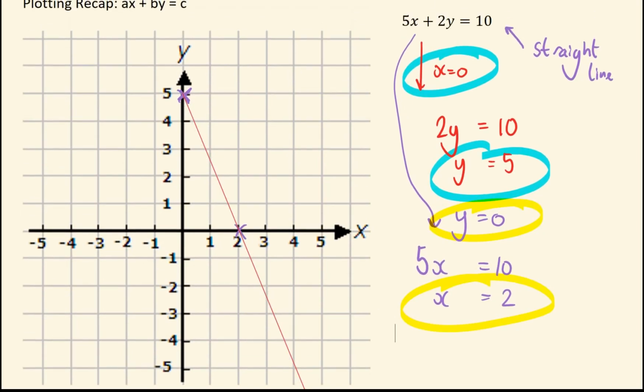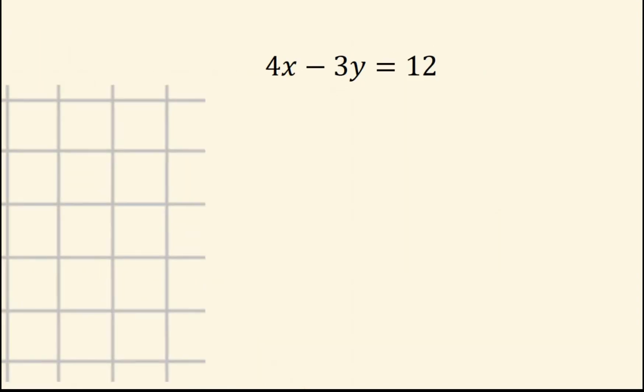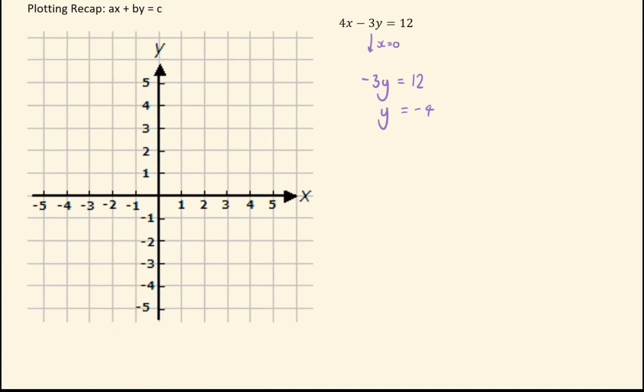Okay, I'll just do one more like that, so you get a habit of how it works. So here, same graph, same idea. We'll let x equals 0, this reduces to minus 3y equals 12. Dividing 12 by minus 3 tells you y is minus 4. So that is my first coordinate. x equals 0, y equals minus 4.